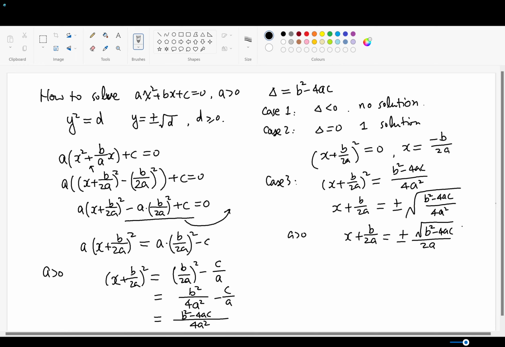And then we subtract b over 2a from both sides of the equal sign. We get x equals minus b over 2a plus or minus square root of b squared minus 4ac over 2a, and then we combine these two terms into one. So that's x equals minus b plus or minus square root of delta, b squared minus 4ac, divided by 2a. That's the end.